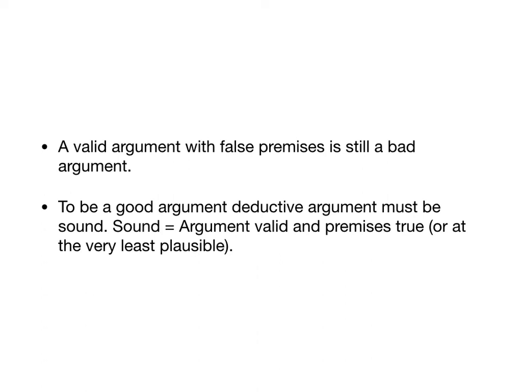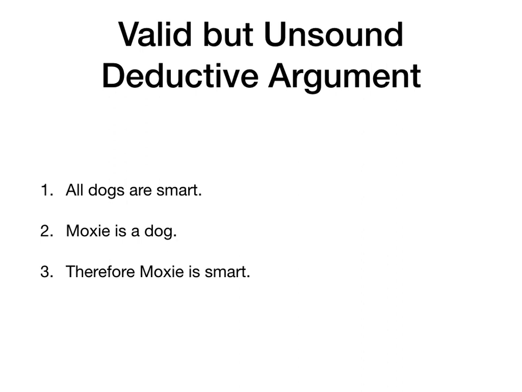To be a good argument, a deductive argument must be what we call sound. Sound equals the argument is valid and the premises are true, or at the very least, very plausible. We'll talk more about what we mean by plausible in a few lectures when we talk about the burden of proof and some other issues like that. Here is a deductive argument that is valid, but unsound. All dogs are smart. Moxie is a dog. Therefore, Moxie is smart.